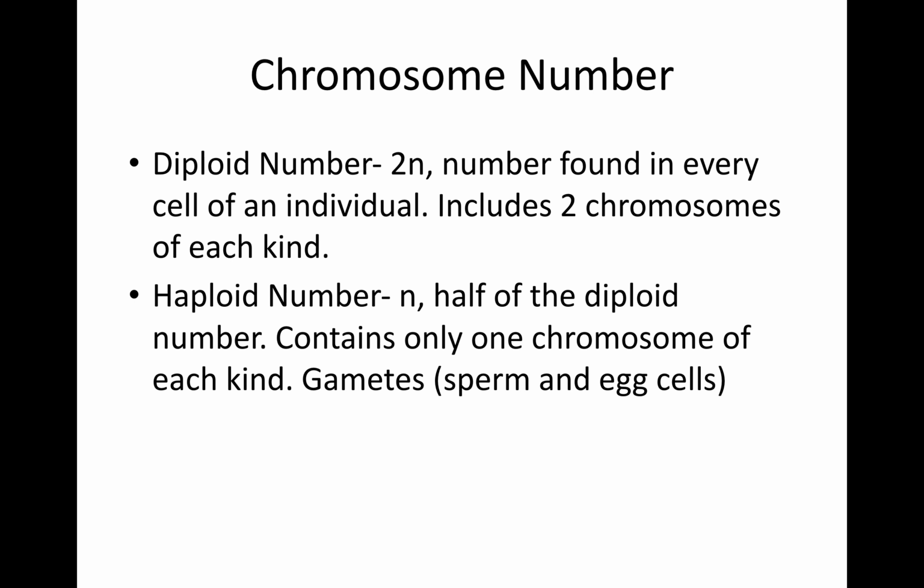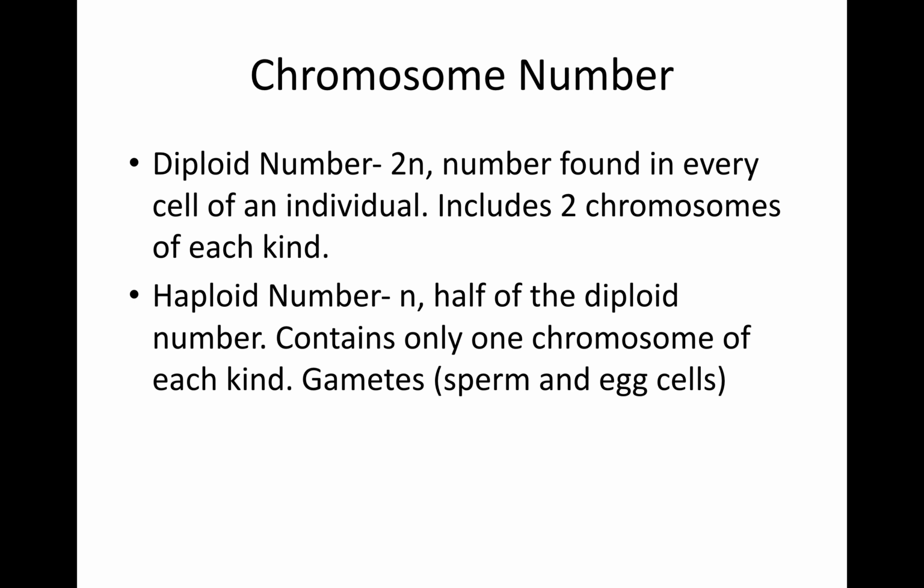So you need to underline this in your notes. A diploid number, which you can write 2N. N is the number of types of chromosomes you have, times 2, which will be the diploid. So this is 2 of each, okay? Like you would have 2 bananas, 2 apples, 2 oranges. Diploid number is the number found in every cell of an individual organism. It includes 2 chromosomes of each kind. Like I said, it's like if you have a fruit bowl and you had 2 of every fruit. That is diploid, okay?